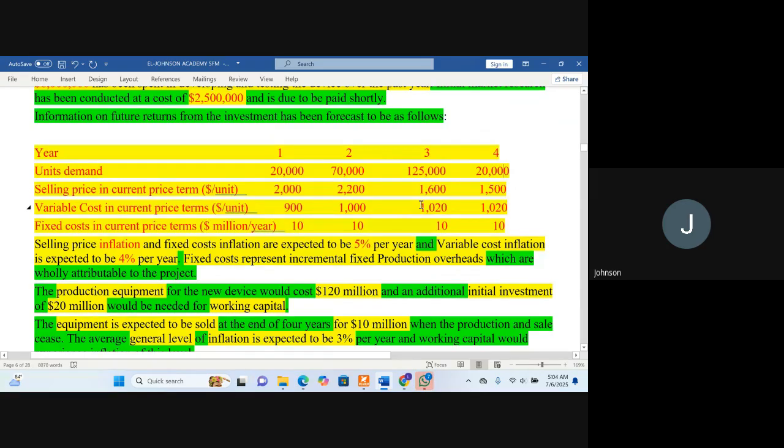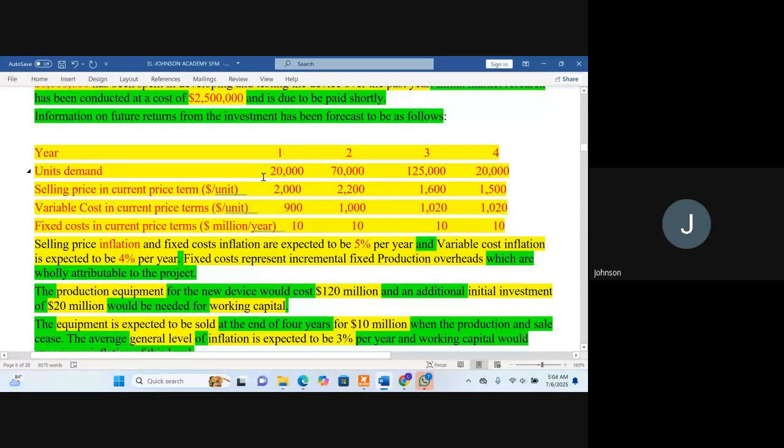So what do you do? Whenever they give you units demanded, to get the total sales, they are giving you your selling price. What you need to do is just take your selling price in year 1 multiplied by the total units that were demanded in year 1. It should give you your total sales. Okay, so that is that.